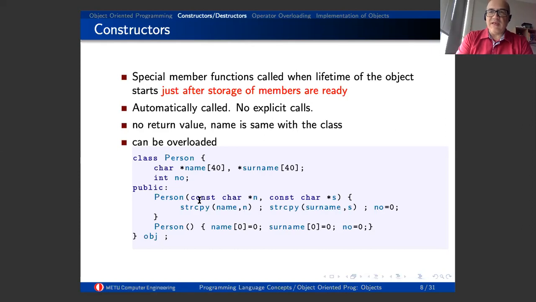We can overload them, so we can have arbitrary parameters for the constructor. Different versions of a constructor can be implemented. So this is a typical two-constructor example. The name and surname are initialized from the parameters. So you either provide the parameters, and name and surname are initialized and number is initialized to 0, or you don't specify any argument and they all initialize to empty strings and 0.